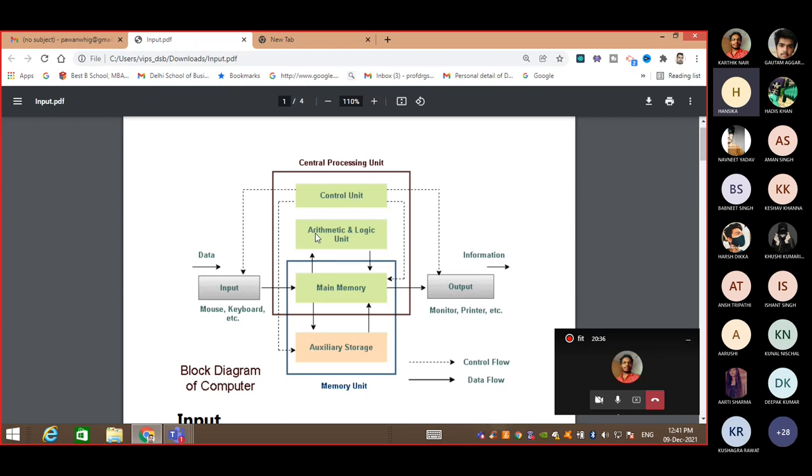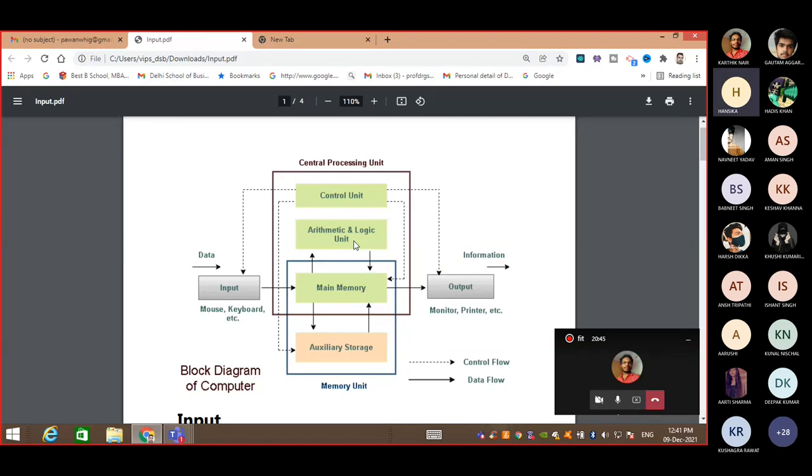Now what is the function of ALU? ALU stands for arithmetic logic unit. Arithmetic means subtraction, addition, multiplication, like mathematics. And the logic unit handles logical AND, OR, which you learned in your mathematics, if you have a math background, in the sets unit.